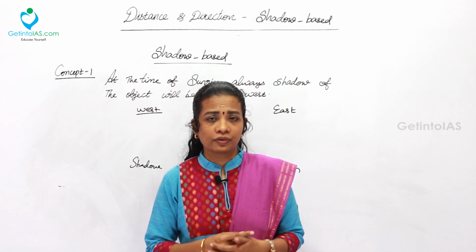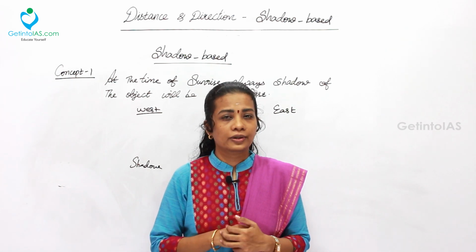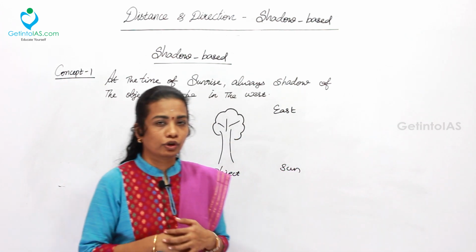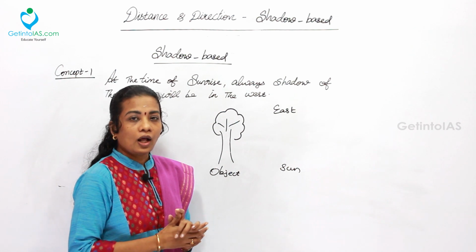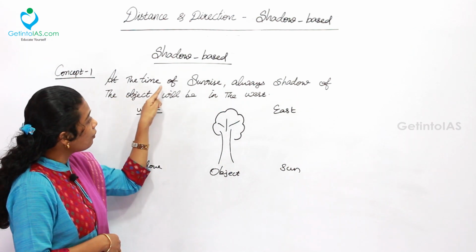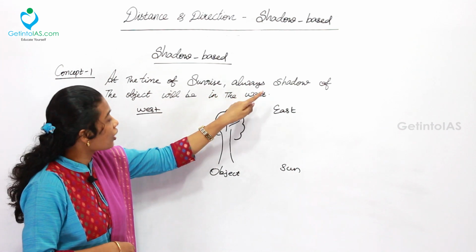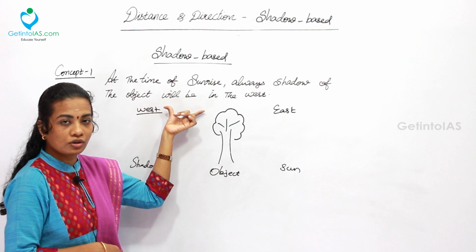In the last session, we dealt with so many problems on clocks based on distance and direction. In this session, we are going to deal with shadow based problems. The first concept: at the time of sunrise, the shadow of the object will always be in the west. This is the first concept we are learning.